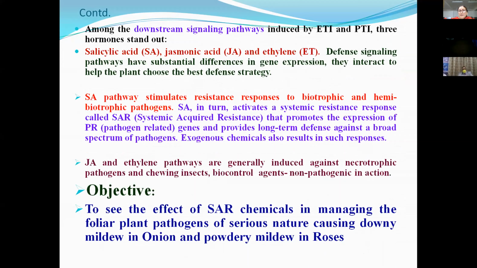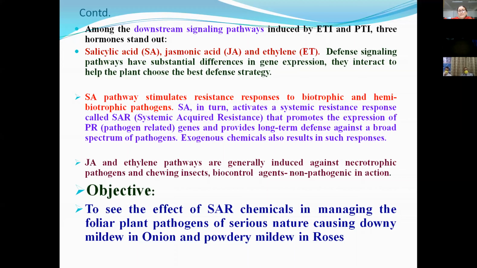which are active against biotrophic and hemibiotrophic pathogens. And in turn, they activate the whole system, not localized, but the whole plant system. That's why we call it a systemic resistance response. And they promote the expression of PR genes that provide long-term defense against the pathogens. And exogenous chemicals can also be introduced into the plants to increase those reactions.